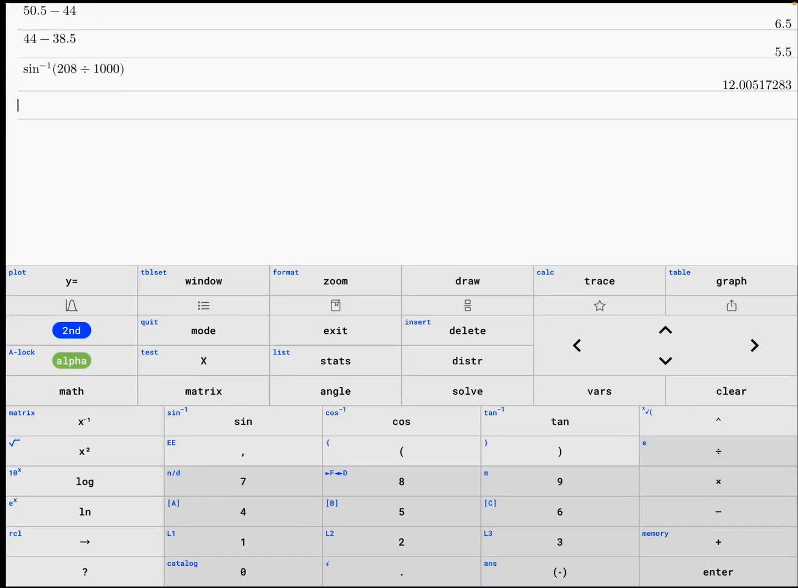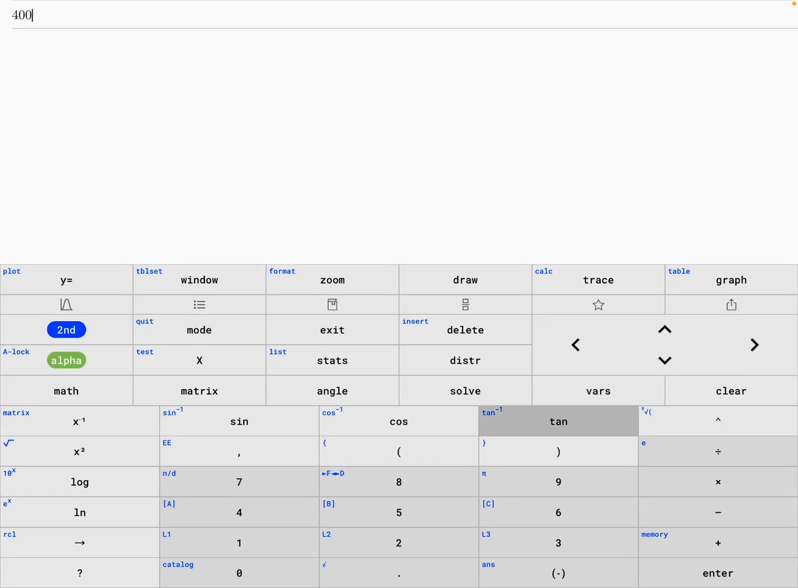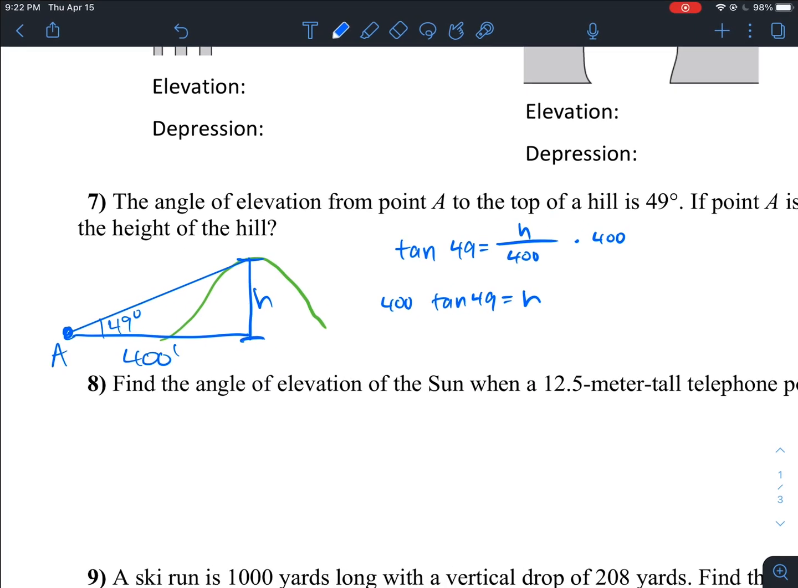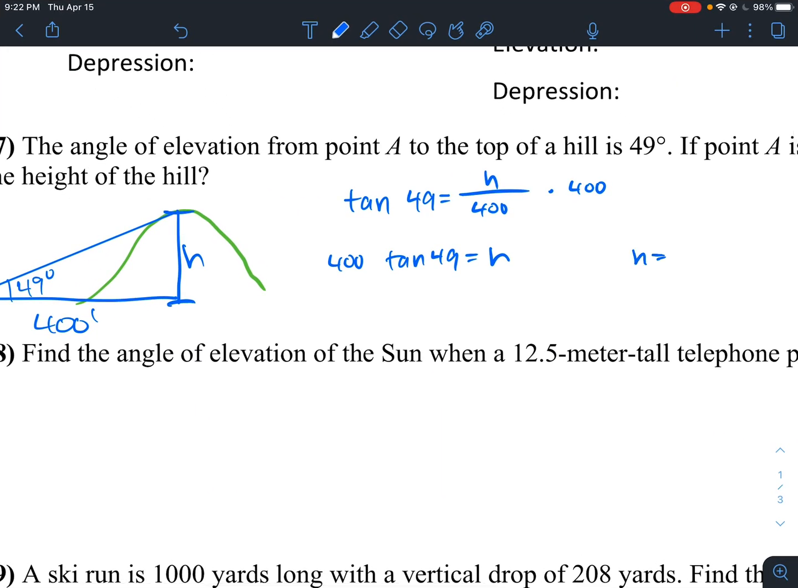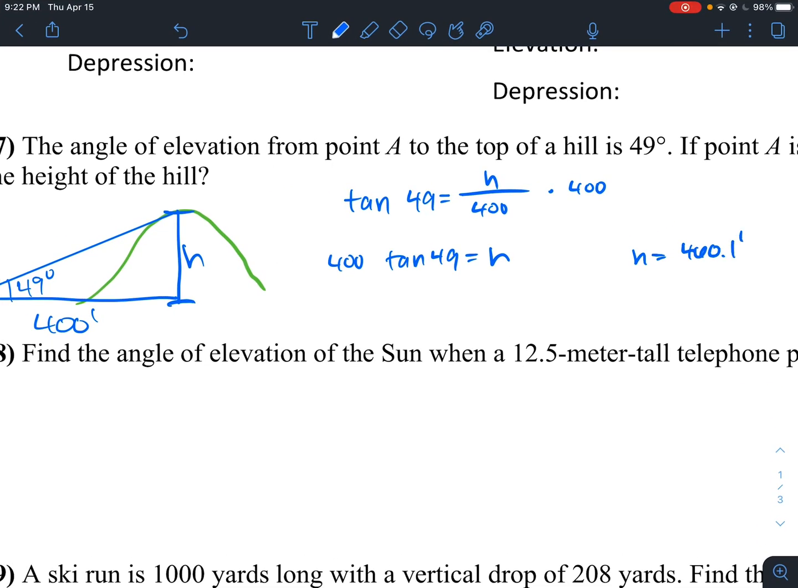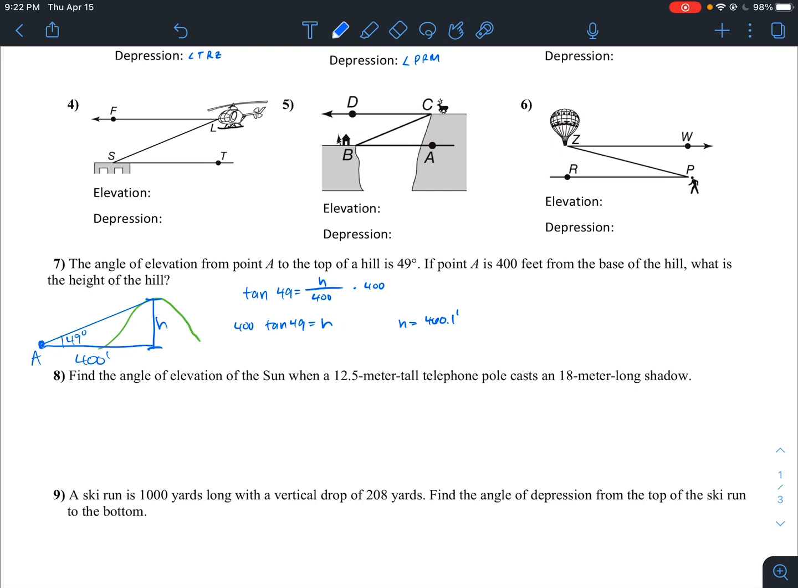Okay, so I have my calculator here, so I can do 400 tangent of 49, and I can see that the height of my hill is going to be 460.14. So the height is equal to about 460.1 feet. Okay. So that's really all there is to it. Again, the harder part is just taking the context and putting it into a picture and putting it into a formula.